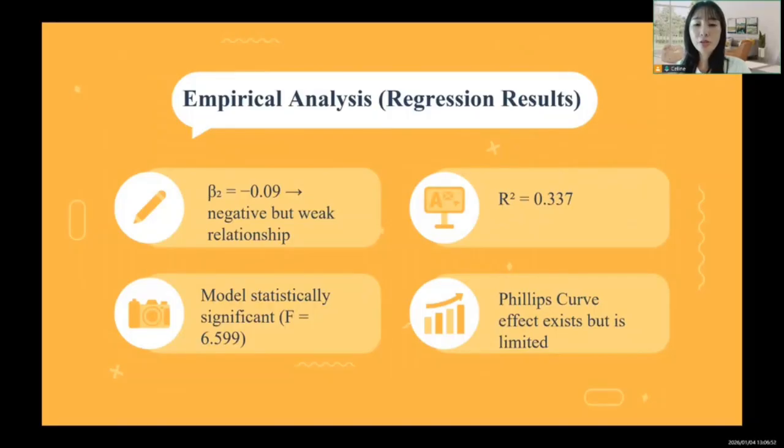The regression results: the unemployment coefficient is negative, which is consistent with the Phillips curve theory. However, this coefficient is not statistically significant. This means unemployment has only a vague effect on inflation. The R-squared value is about 0.34, so the model explains only part of inflation change.